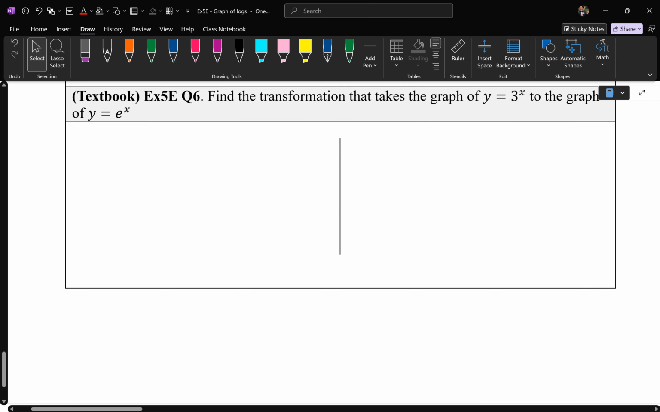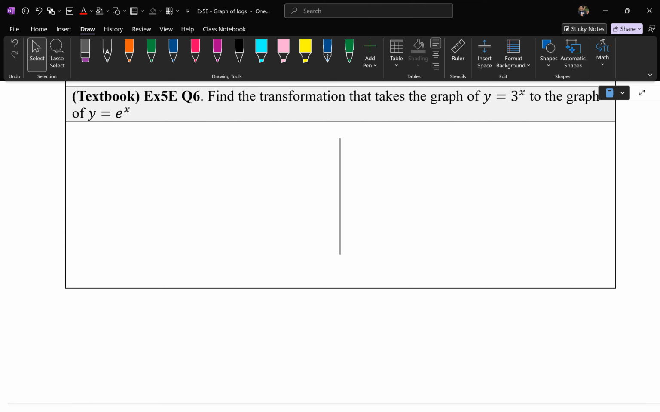Find the transformation that takes the graph of y equals 3 to the x to the graph of y equals e to the x. There's a bit of a trick here, and it uses the property that I gave to you in the previous notes. Has anyone done this type of question before? Hands up if you have an idea of how to do it. Dante.